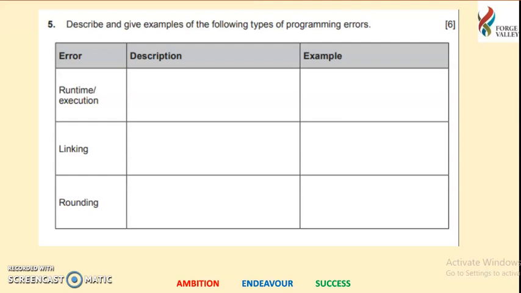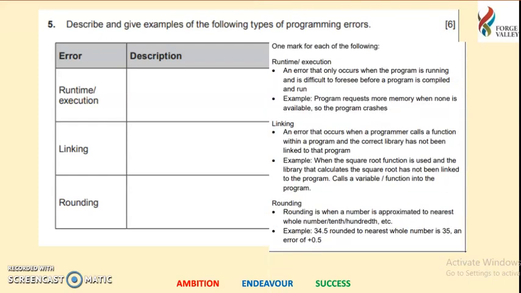And rounding, you should know this from maths. A rounding error, if it's 34.5, it should be rounded up to the nearest whole number. So a rounding error, has it been rounded to the right number? Has it been rounded up, or does it need to be rounded down? So again, you got 2 marks for each error, with a description and an example.